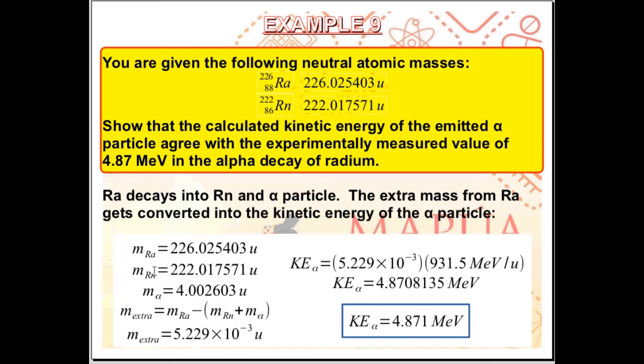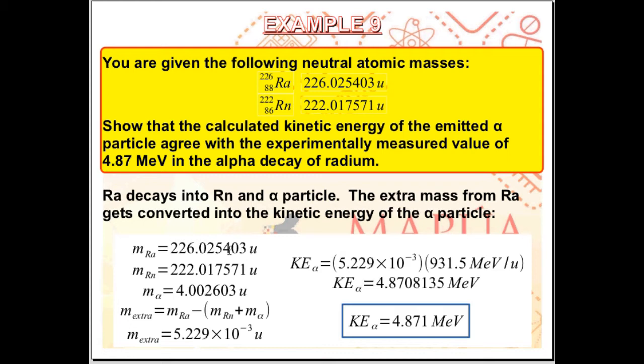If we look at the masses, mass of radium is given as 226.025403 U, whereas the mass of radon is 222.017571 U. Mass of the alpha particle we know to be 4.002603 U. If you compare the masses, m radon plus m alpha particle is less than mass of the radium.